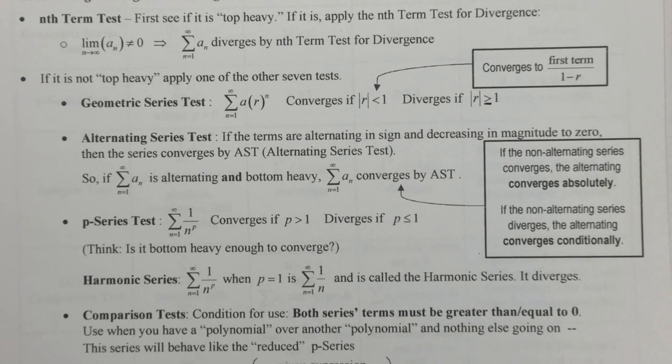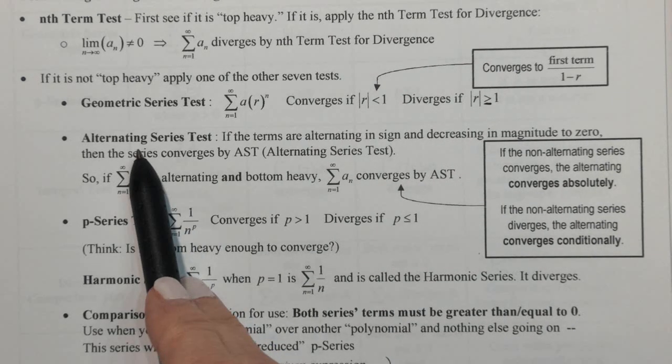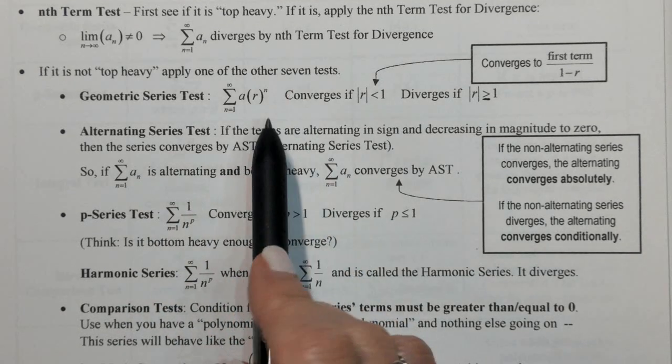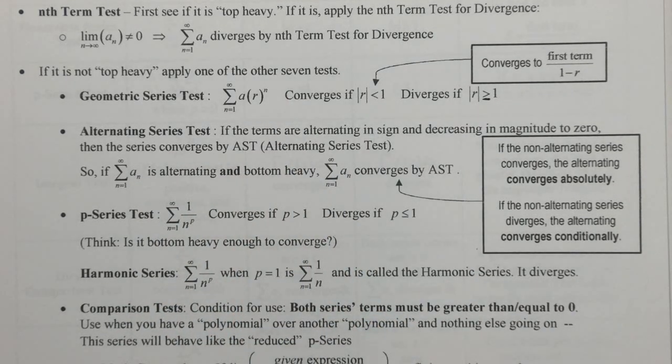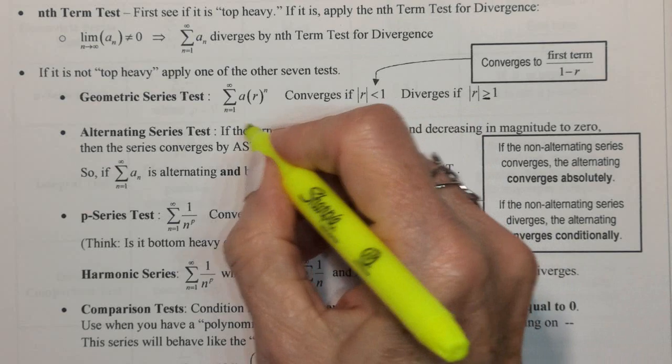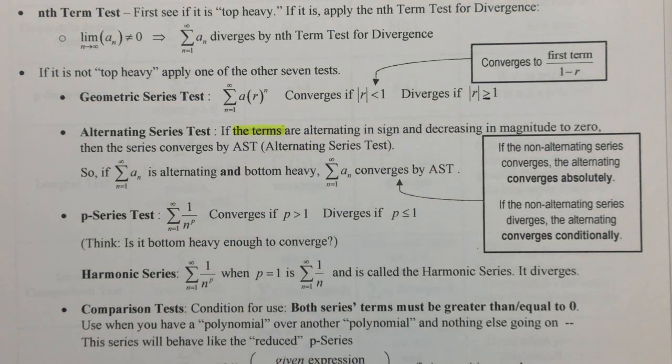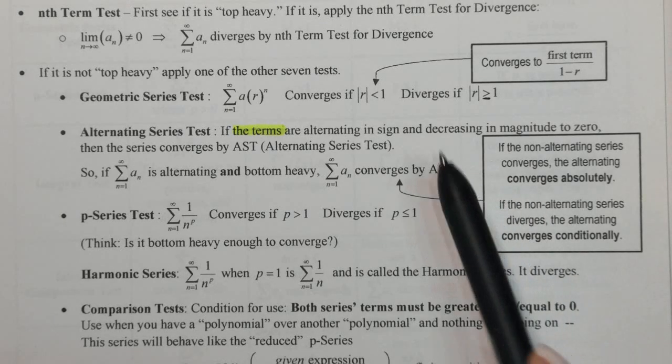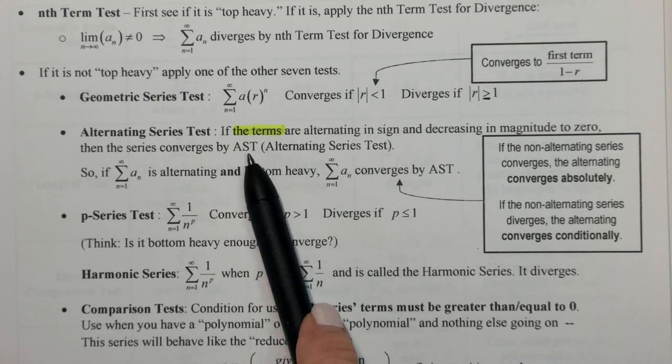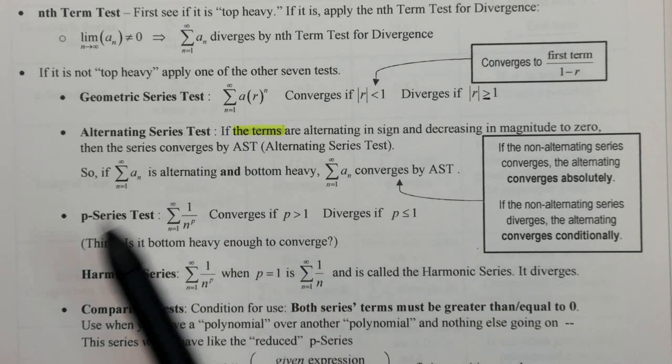The alternating series test. If the terms are alternating in sign and decreasing in magnitude to 0. It's not the series that is alternating in sign and decreasing in magnitude to 0, it is the terms. They are alternating in sign and decreasing in magnitude to 0. Then the series converges by alternating series test, AST.